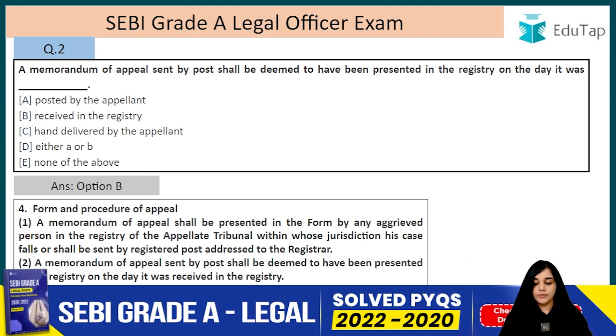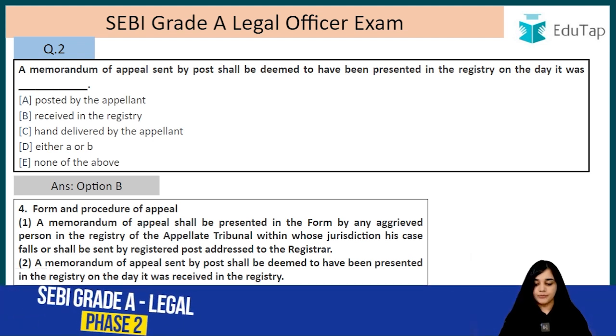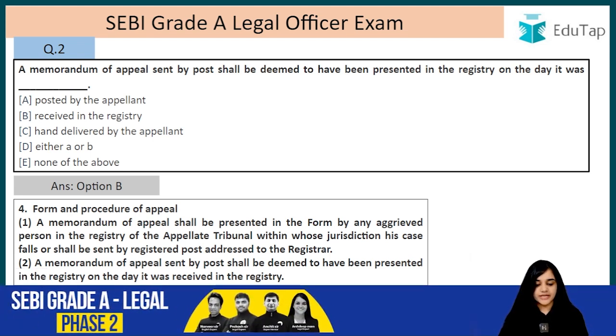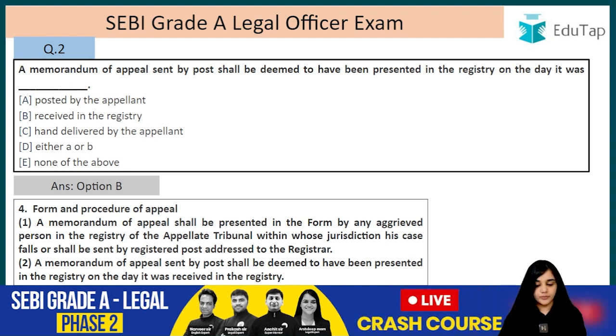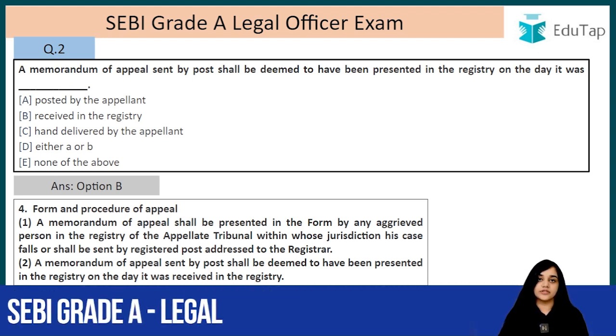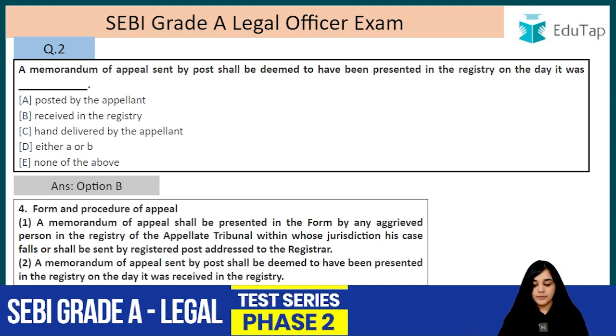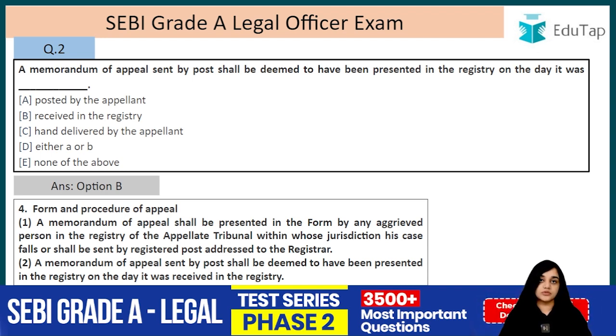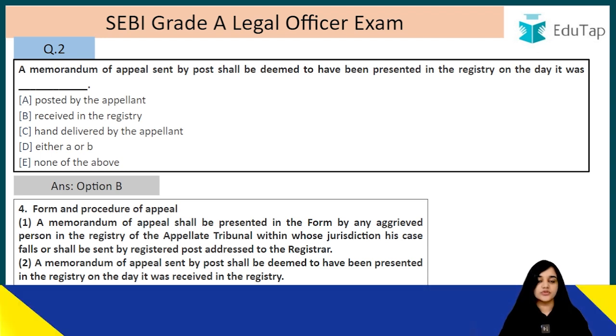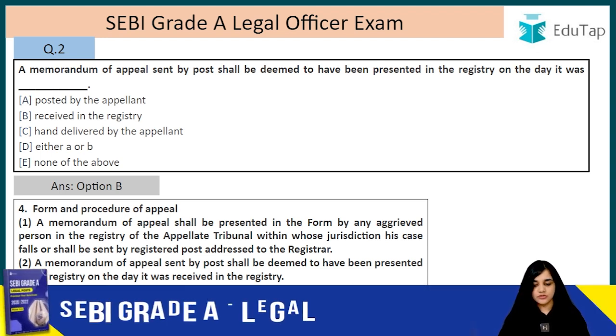So Rule 4, form and procedure of appeal. A memorandum of appeal shall be presented in the form by any aggrieved person in the registry of the appellate tribunal within whose jurisdiction his case falls, or shall be sent by registered post addressed to the registrar. A memorandum of appeal sent by post shall be deemed to have been presented in the registry on the day it is received by the registry. So on the day it is received, it will be deemed that it is presented in the registry on that day. I hope this is also clear to you.